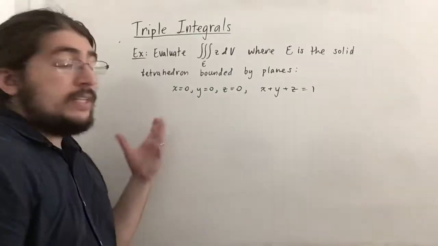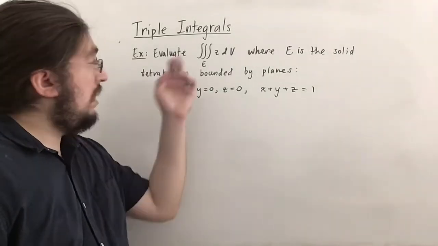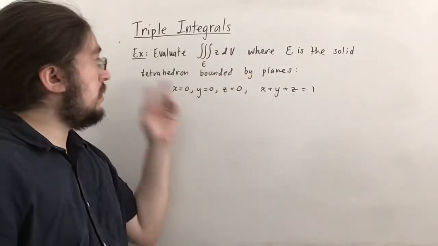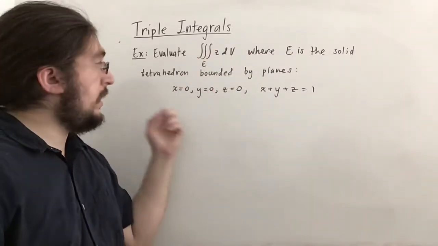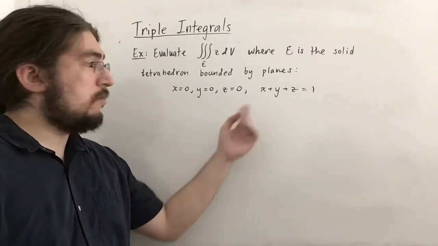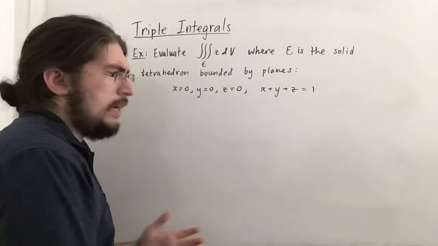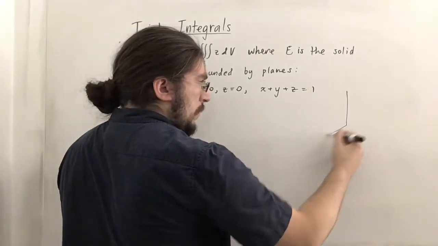Okay, so for this example, we're going to evaluate the triple integral over E of z dV, where E is the solid tetrahedron bounded by these 4 planes: x equals 0, y equals 0, z equals 0, and x plus y plus z equals 1. To figure out what that looks like, let's graph a little bit.